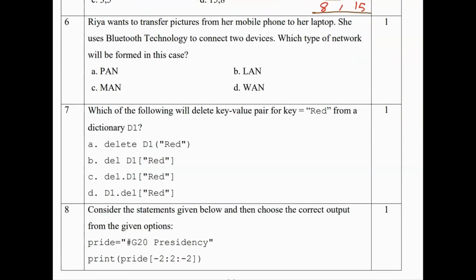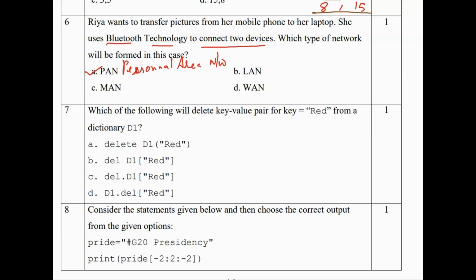So let us move on to question number 6. Ria wants to transfer pictures from her mobile phone to her laptop. She uses Bluetooth technology to connect the two devices. Which type of network will be formed in this case? Whenever it comes to Bluetooth technology, it comes under the PAN network. PAN means personal area network.